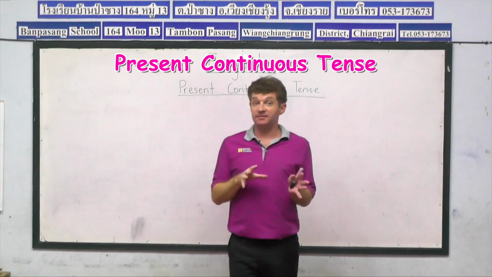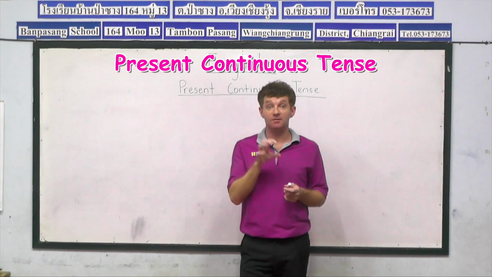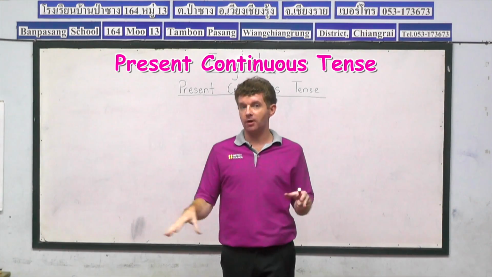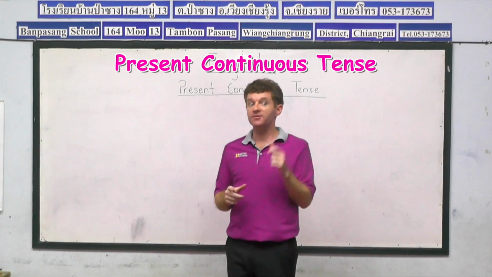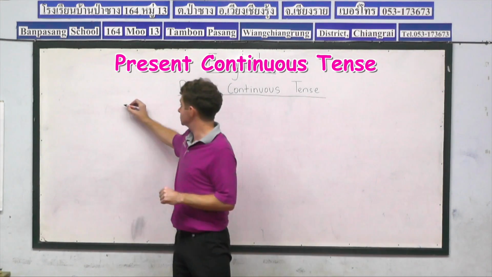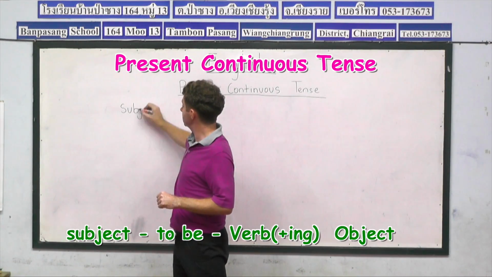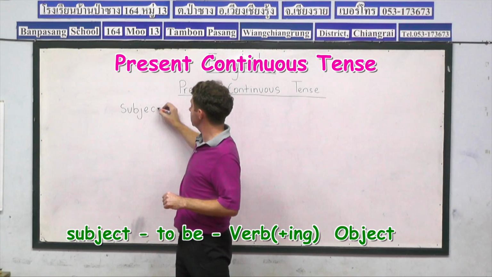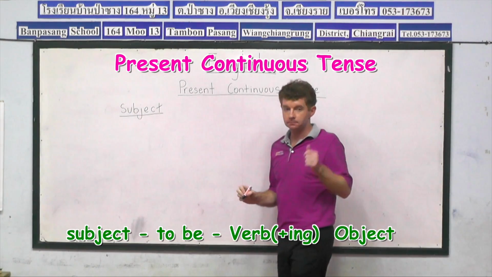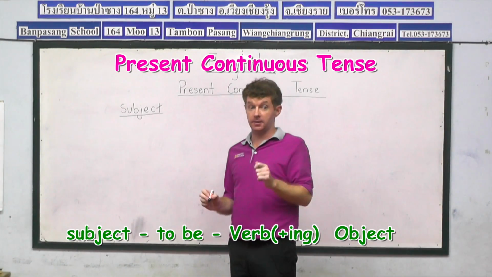And in the previous lesson, we learned how to construct sentences in the present continuous tense. And that meant putting different types of words together. So the first type of word we used was subject. S-U-B-J-E-C-T. Subject.